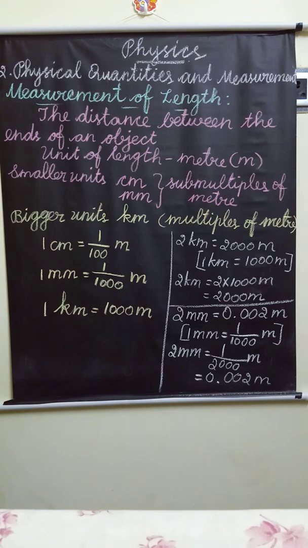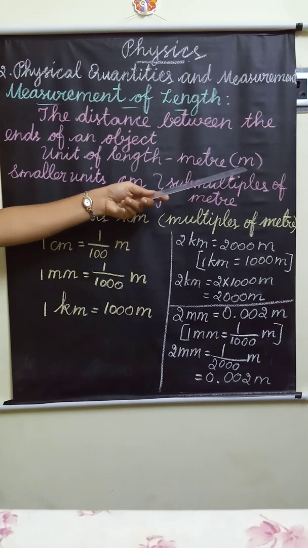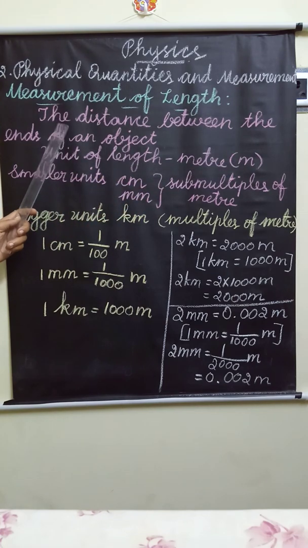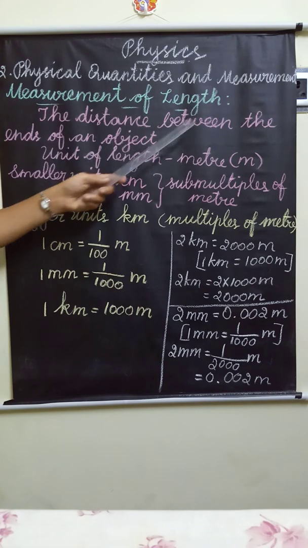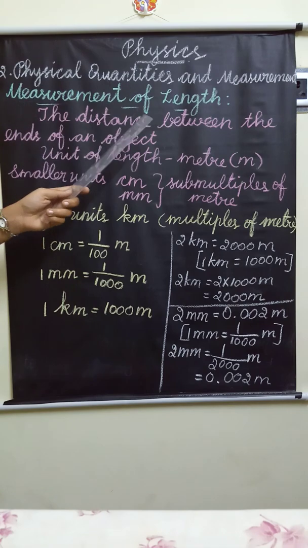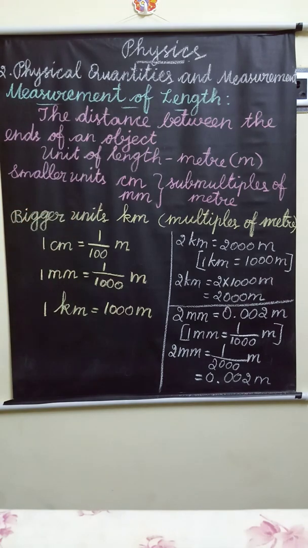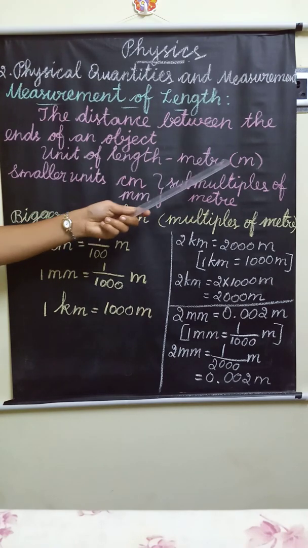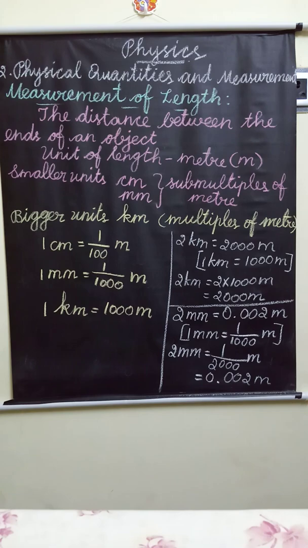Okay. The unit of length is meter. What is the unit of length? The unit of length is meter. In symbol we have to write m. What is length? The distance between the ends of an object. What is the unit of length? Unit of length is meter. What is the symbol of meter? It is m.